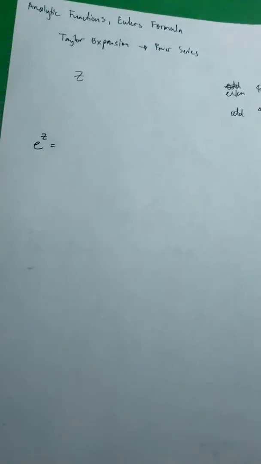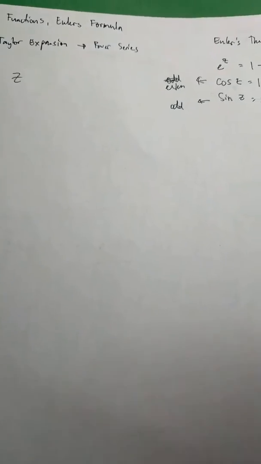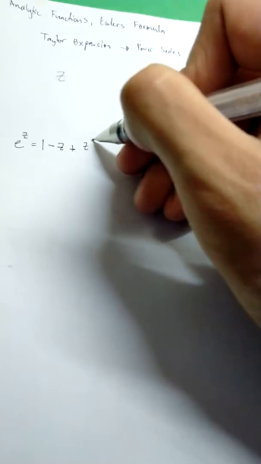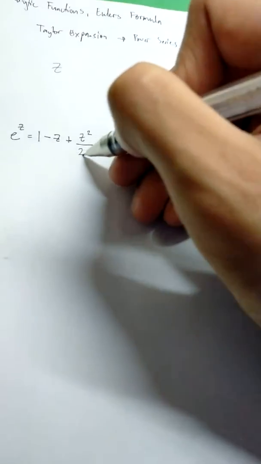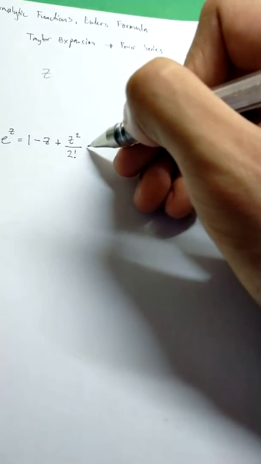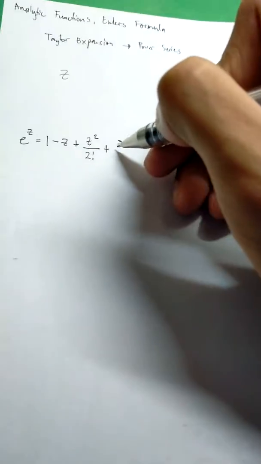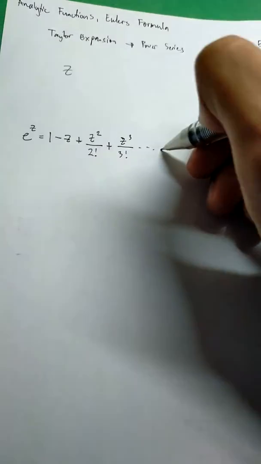Okay, so take note lang, so para klaro, so we have sa aton nga e constant raised to z equal siya sa kasunod. Okay, so 1 minus z plus z squared over 2 exclamation, then plus z cube over 3 exclamation, and so on.